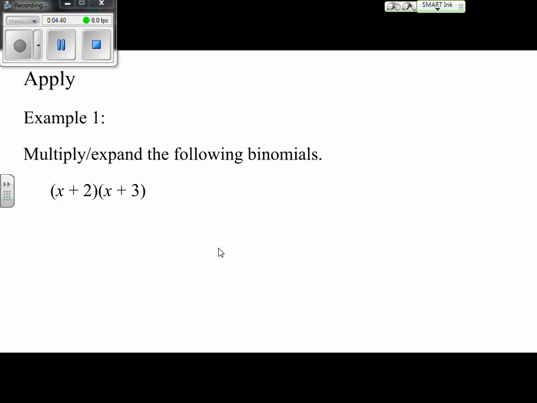I'm going to do that one more time, and this time I'll just say, what if we take the x and multiply it to both of the terms? And we take the 2 and multiply it to both of the terms. And you'll notice it was still that same pattern. I did the first, and then I did the outer, and then if I do the 2, that's the inner, and then finally the last. And you get the exact same thing.